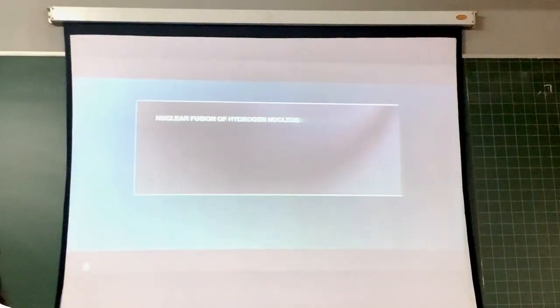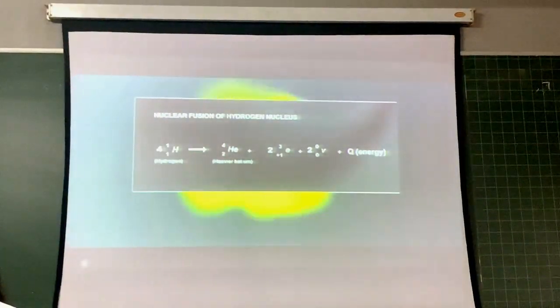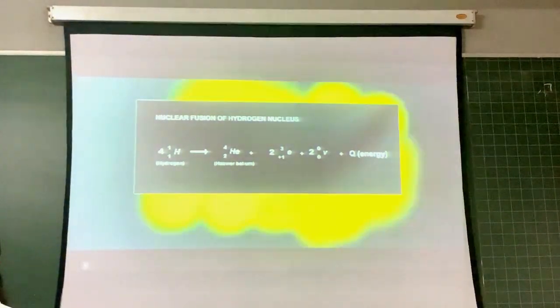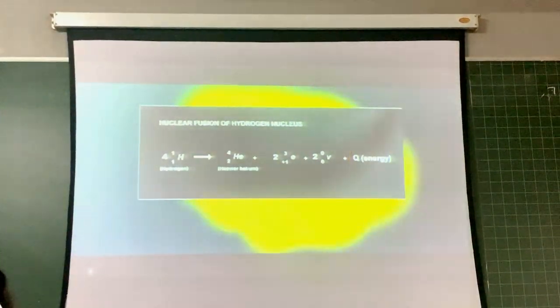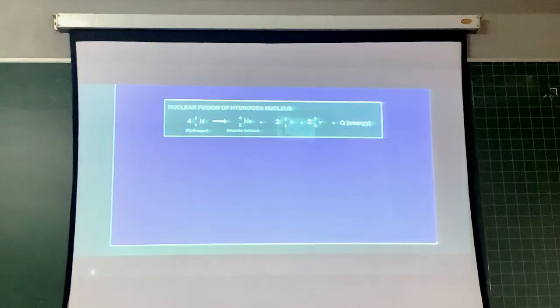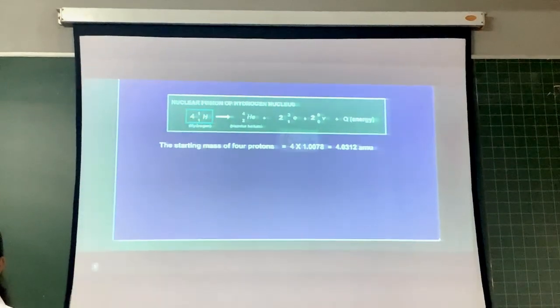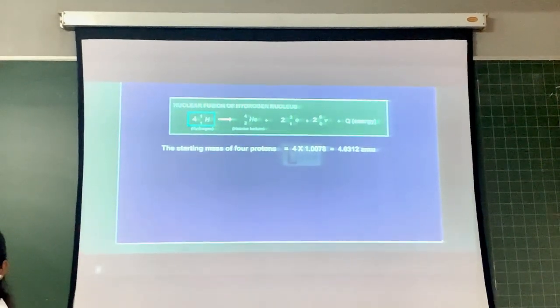The chemical equation for this nuclear fusion is as follows. Four hydrogen nuclei, when fused together, give rise to the heavier helium. But how is this enormous amount of energy being liberated from such a seemingly simple nuclear reaction? To understand this, let's first calculate the loss of mass in the process. The starting mass of the four protons is 4 times 1.0078.